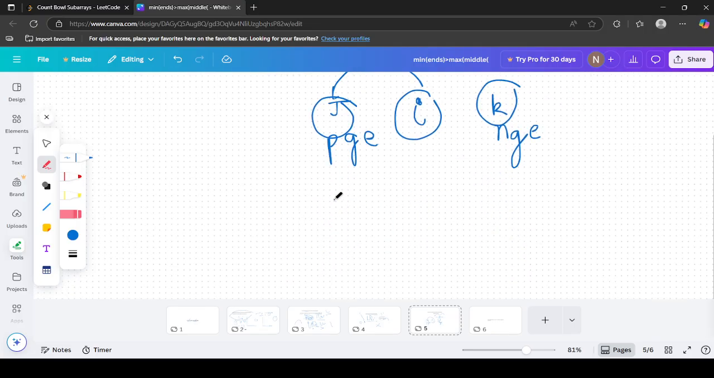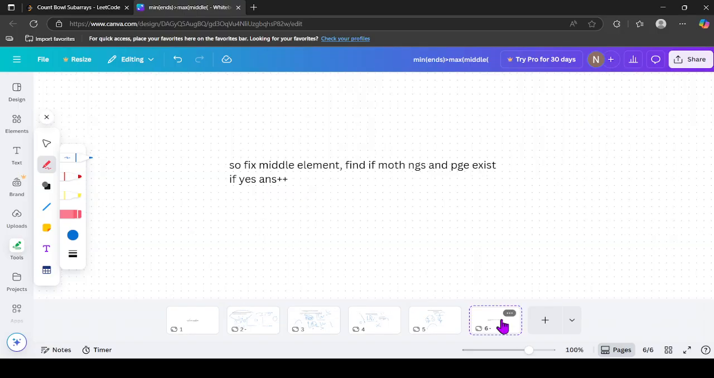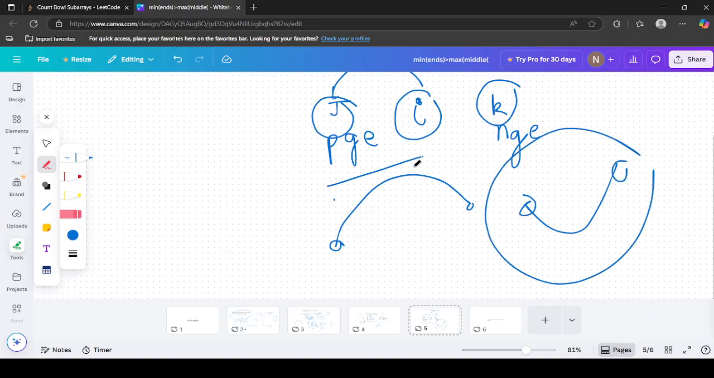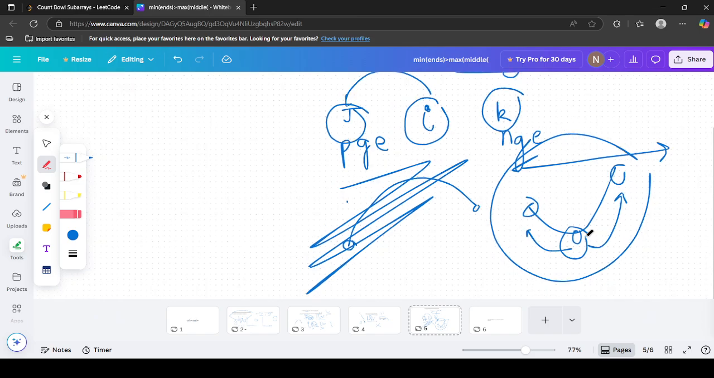So this is a possible bowl. This is a possible bowl. Or we can try to take cases. Yeah, so this is a possible bowl, not this one. So given index i, we can try to find the next greater and previous greater. If these both exist, then we got an answer, as this has the middle element. So hope you got this.